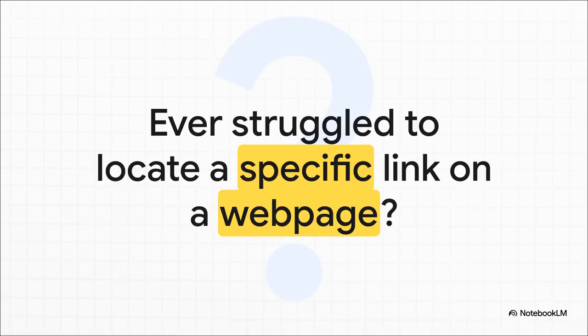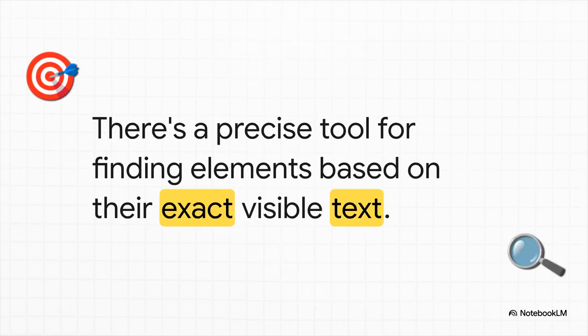So, picture this. You're writing a test script and you need to click a link. But oh no, it has no unique ID, no convenient class name, just the text you can see on the screen. You know the feeling, right? It can be super frustrating. Well, what if I told you there's a way? A really direct way to grab that element, using the very text you're looking at. Yep, there is, and it's an incredibly straightforward approach.